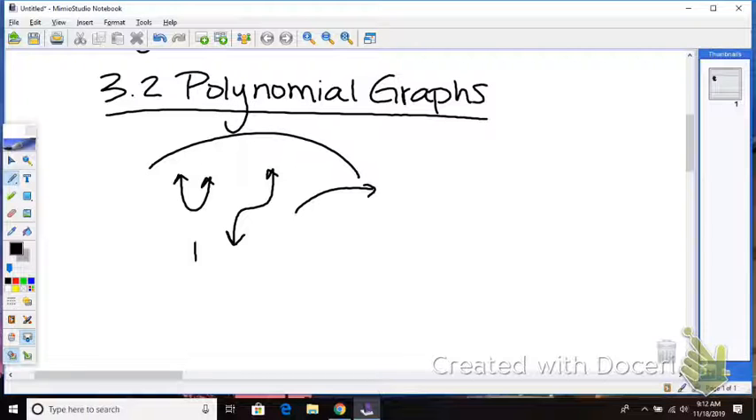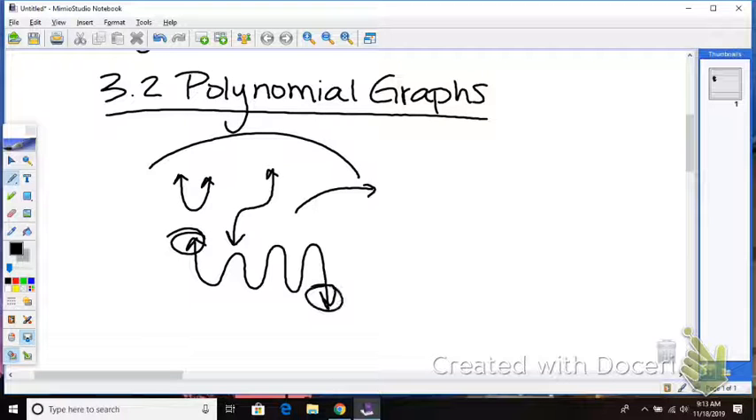You could also have a graph that's got a lot of turns, like this. It could be any kind of graph. We're only going to look today at what is happening at the ends of your graph. So when I show you this chart, you're probably going to remember. And they don't have the same chart, so I'm going to give you the one that you've seen in Algebra 2.